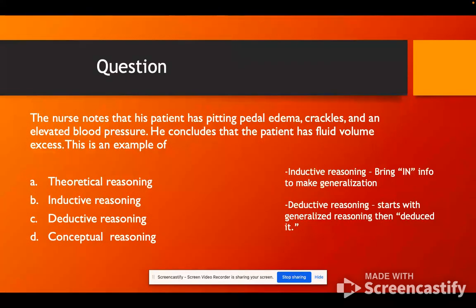So question, the nurse notes that his patient has pitting pedal edema, crackles, and an elevated blood pressure. He concludes that the patient has fluid volume excess. This is an example of, and when we think of inductive reasoning, bringing in information, deductive, starting with generalized reasoning, then deducing it. So out of these, which one would it be an example of?